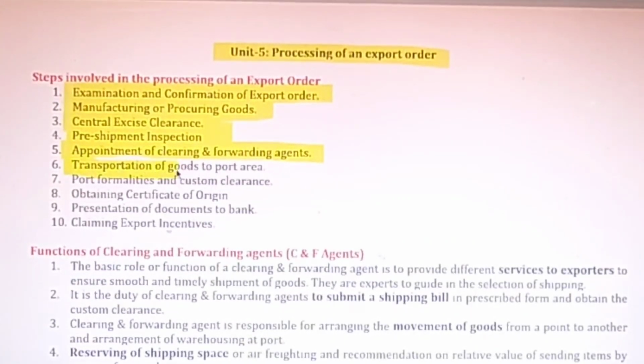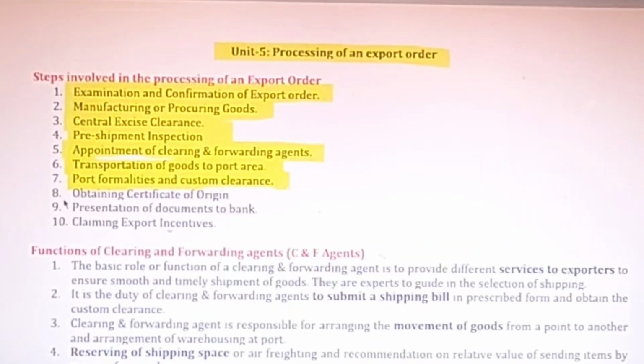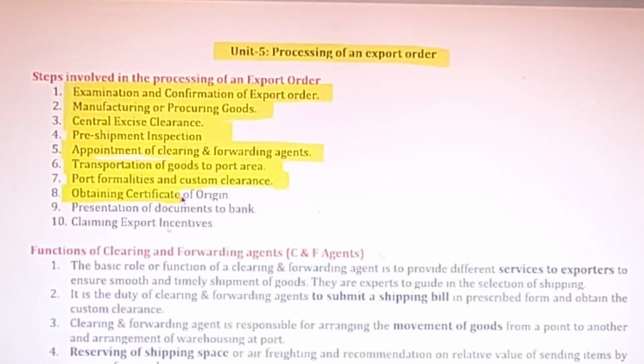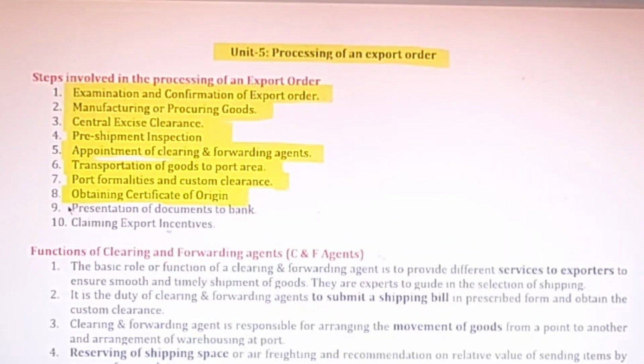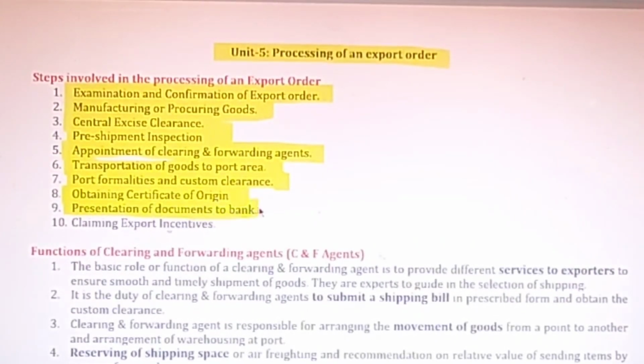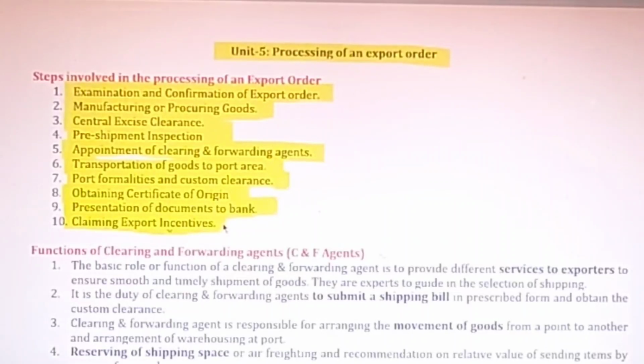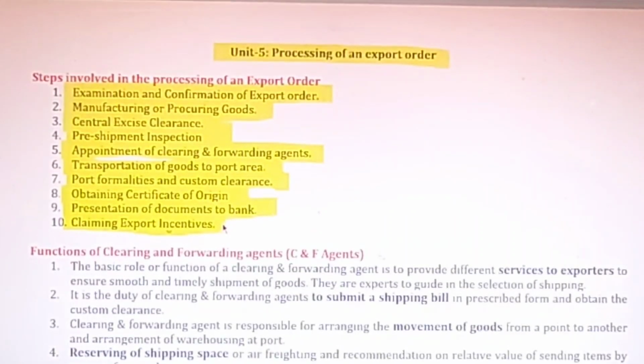Sixth, transportation of goods to the port area. The next step is port formalities and customs clearance of the goods. Eighth one, obtaining certificate of origin. The ninth is presentation of documents to the bank and clearing all, obtaining or claiming the export incentives. So these are very important steps for completing an export order.